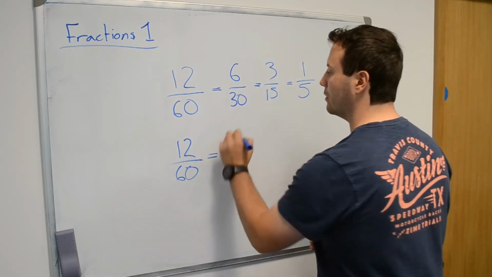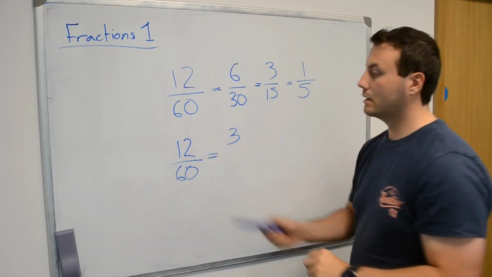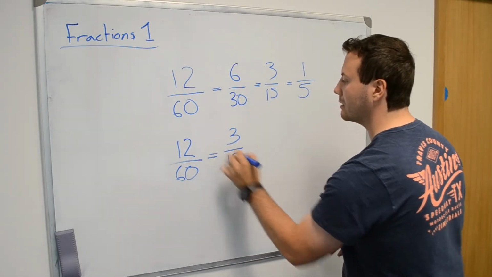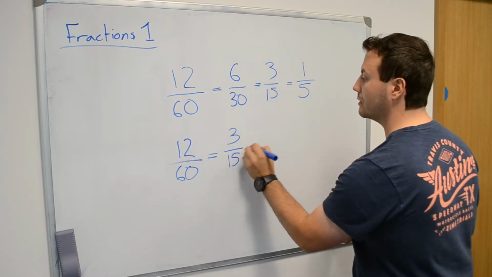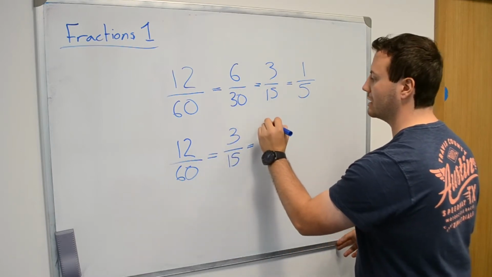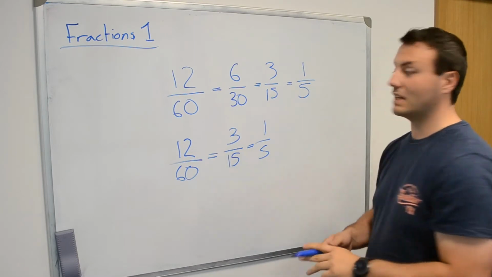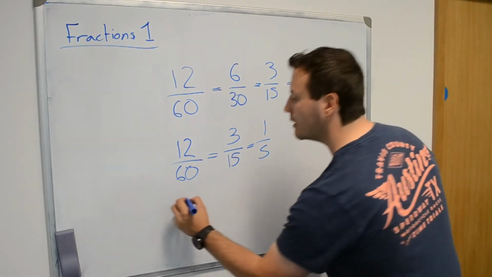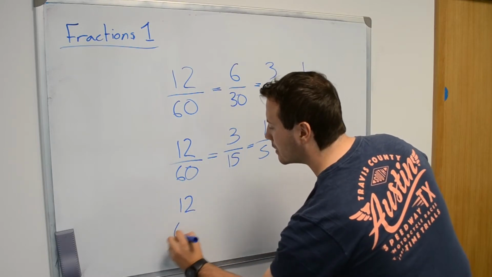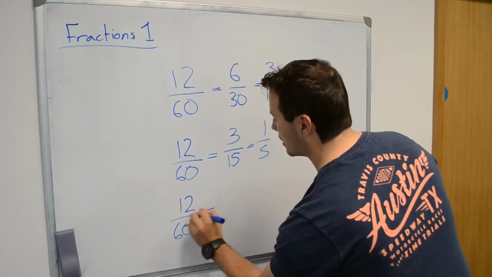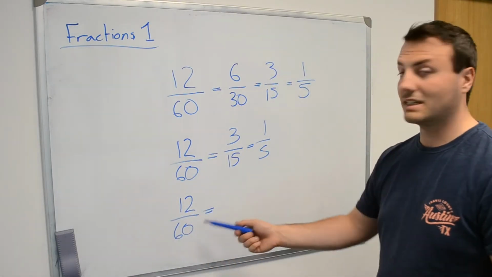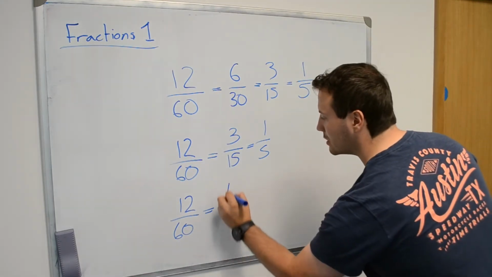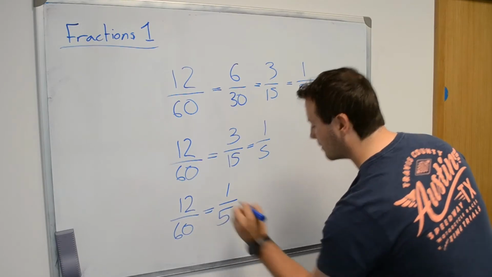12 divided by 4 gives us 3. 60 divided by 4 is 15. And then we could have gone and divided top and bottom by 3 to give us 1/5. So we've saved ourselves a step here. But it's possible to do this even faster. Because 60 is a multiple of 12. So we can divide both of them by 12 to jump straight in and give us 1/5.